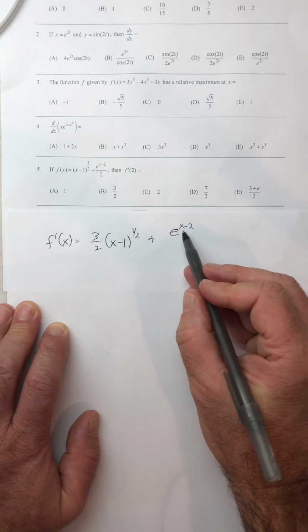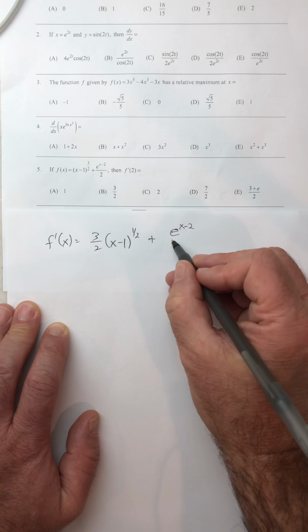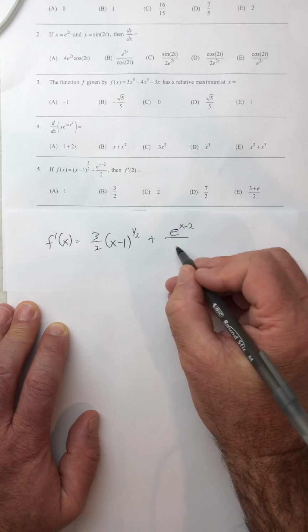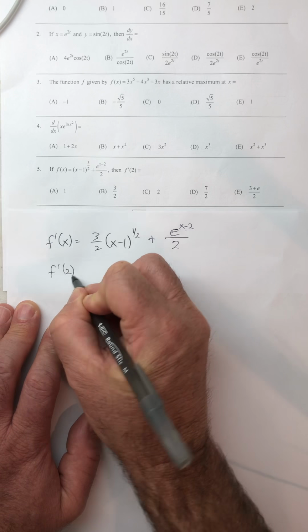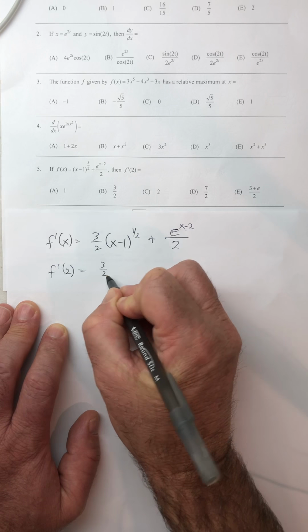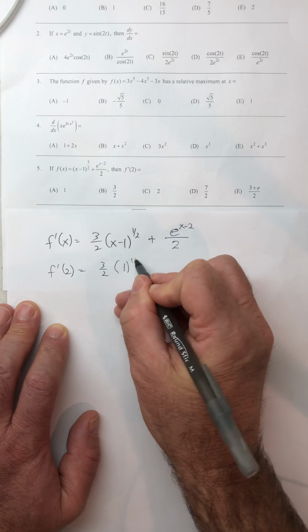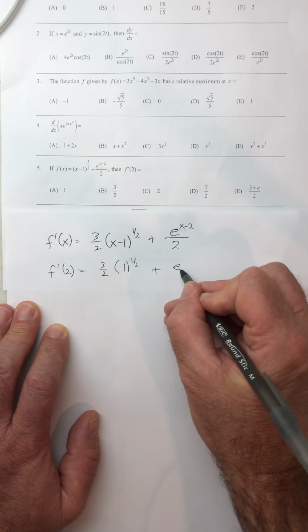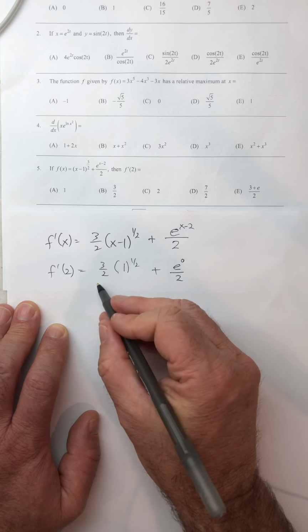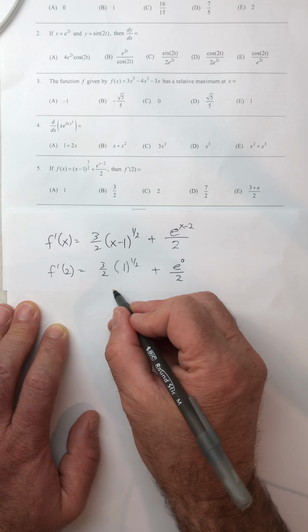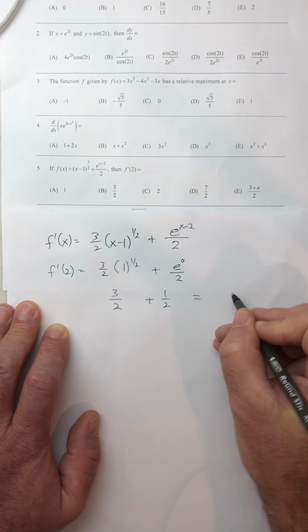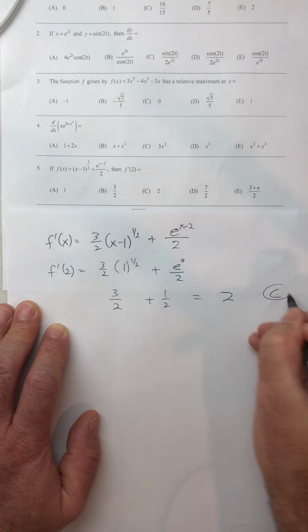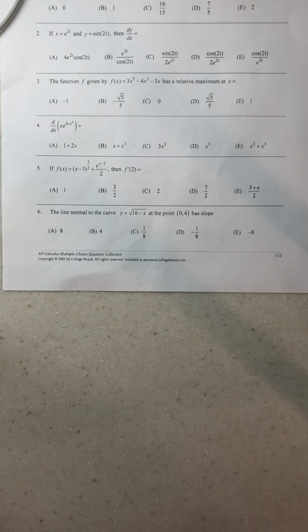Again, chain rule would be appropriate, but x minus 2 has a derivative of 1. And so my derivative looks like that. Plugging in 2, I get 3 halves times 1 to the 1 half plus e to the 0 over 2. 1 to the 1 half is just 1, so this gives me 3 halves plus 1 half, and I get an answer of 2. C is your answer to number 5.